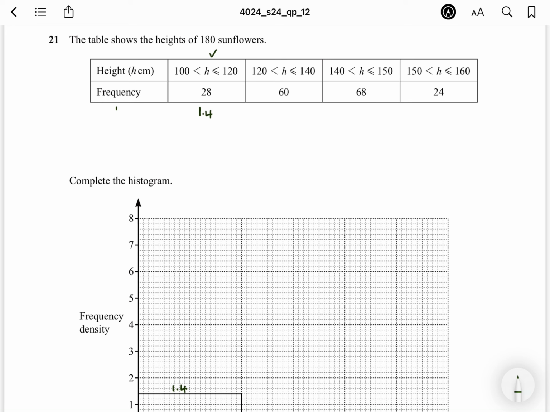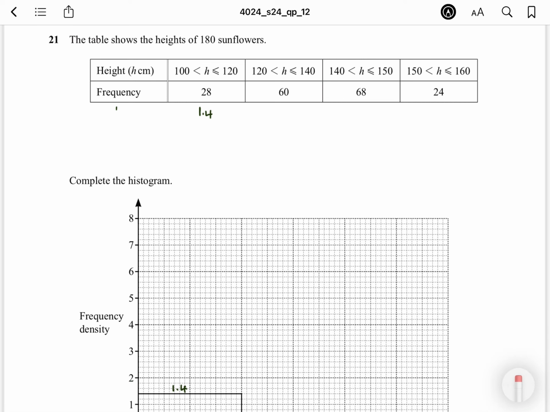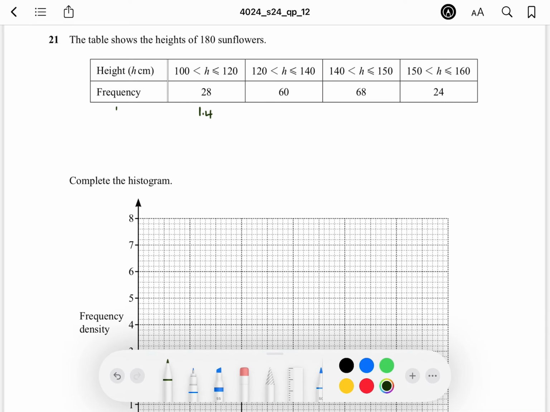So what actually is being done here is first finding the class width. So what's the class width here? So 100 to 120 is 20. So cuba divide 28 by 20. What do you get?